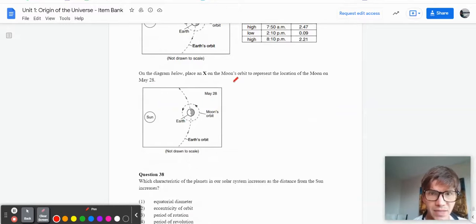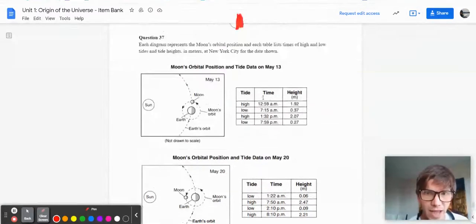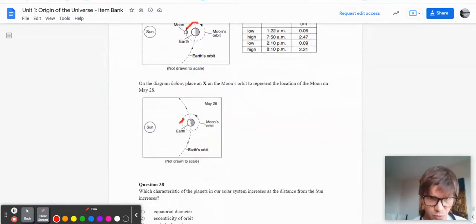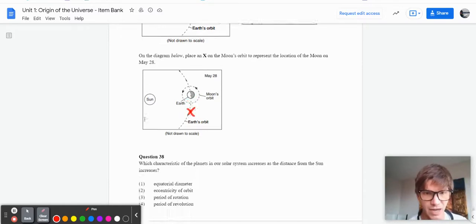On the diagram below, place an X on the moon's orbit to represent the location of the moon on May 28th. So we have differences of about a week, right? So it's going to go one week from here to here. The next week, we can expect it to go from here to here. So we're going to put an X right there at that first quarter phase position. And again, right there to be specific. But of course, if it asks for the X, we're going to put an X.